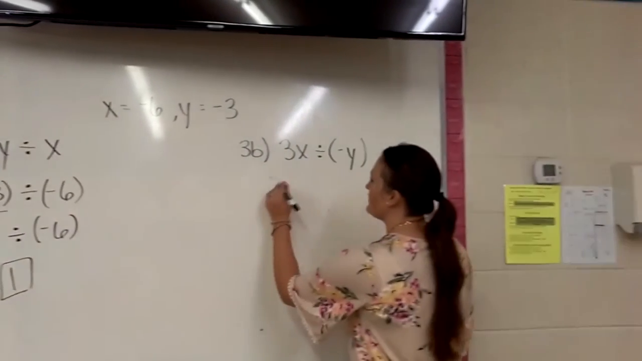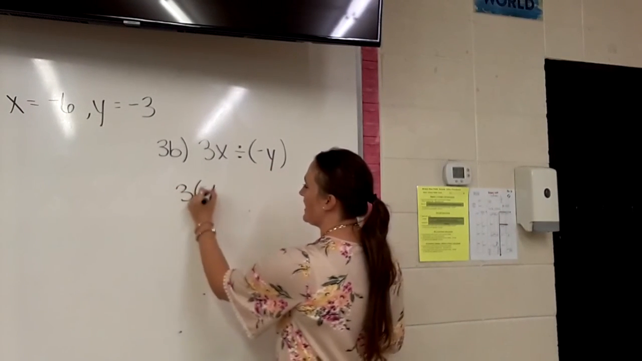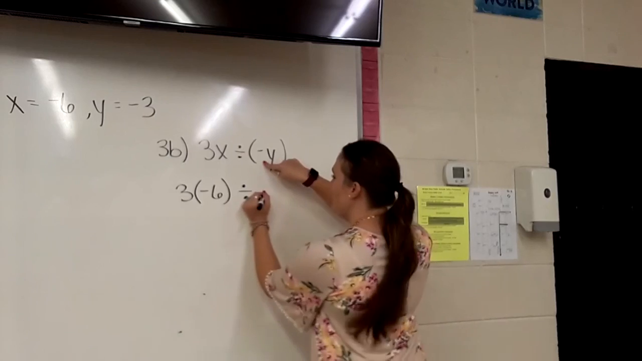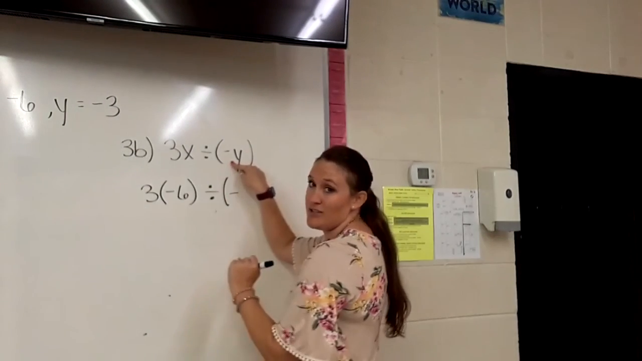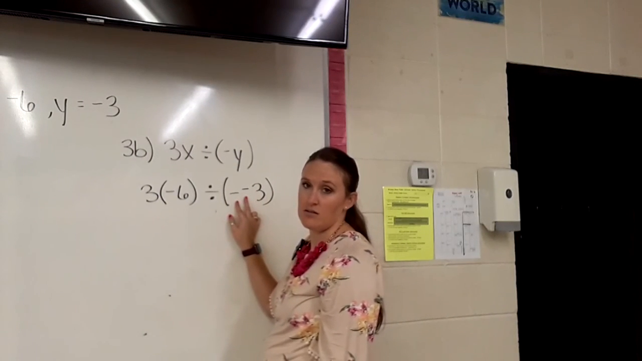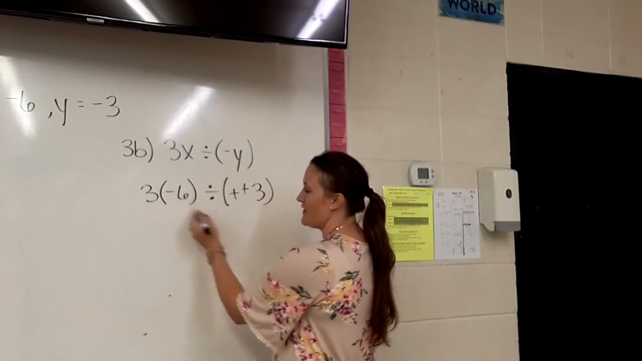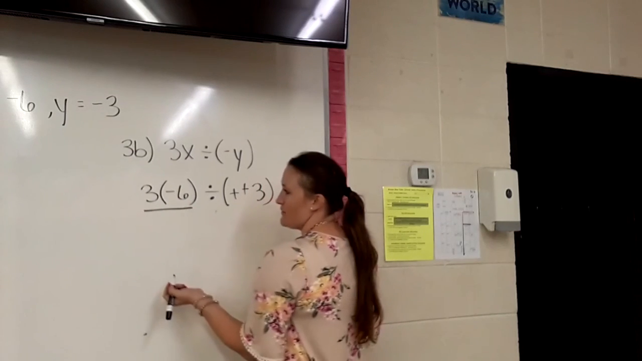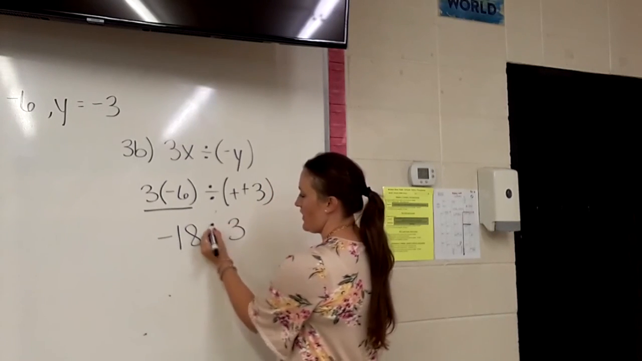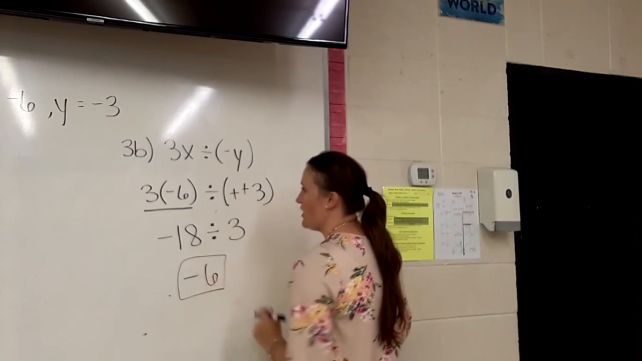Okay, on 3b, I have 3 times x divided by negative y. So 3 times x, which is negative 6. And pay attention to this part because it says divided by negative y. So I have a negative, but my y is also negative 3. What happens when you have two negatives beside each other? They cancel, a double negative. So that is actually 3 times negative 6 divided by 3. 3 times negative 6, negative 18, divided by positive 3. A negative divided by a positive is negative. 18 divided by 3 is 6. So it all comes out to negative 6.